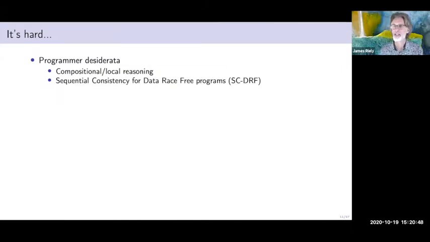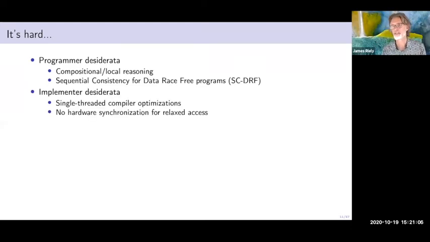There's a lot going on in doing this. Programmers want compositional reasoning. They want to think locally about their programs. They also want this guarantee that if I don't have data races, my program does the thing I expect, which is sequential consistency. And then on the other hand, you've got implementers who want every possible compiler optimization to work. Sorry, can't quite do that for you. And the hardware implementers want to ensure that we can implement these things efficiently on hardware.